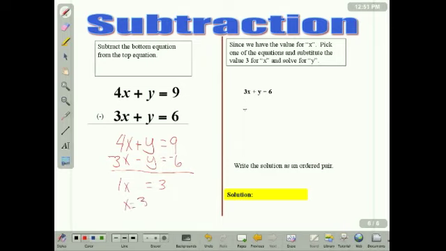Once again, I'm going to use substitution to substitute x with the value I found here. In this case, the value is 3. And I'm going to solve for y. 9 plus y equals 6. I'm going to subtract 9 from both sides to get y by itself. 6 minus 9 is a negative 3. My solution is 3, comma, negative 3, my x and my y value.